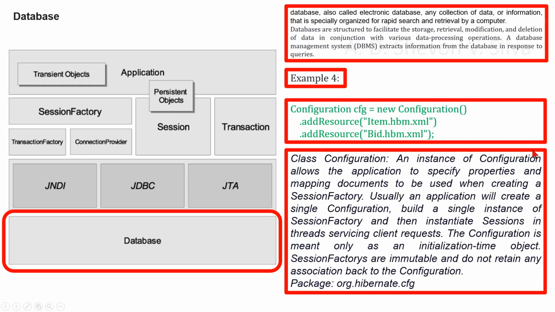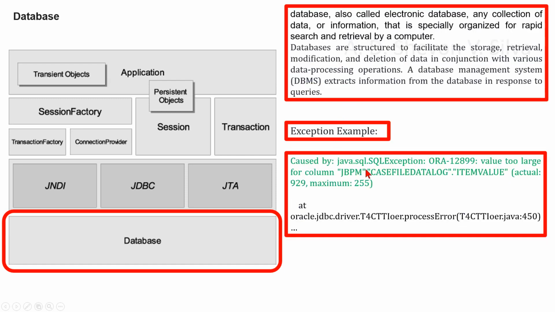As example 4, we can consider this code segment. Here the class Configuration. An instance of a Configuration allows the application to specify properties and mapping documents to be used when creating a session factory. Usually an application will create a single configuration, build a single instance of session factory, and then instantiate sessions in threads servicing client requests. The configuration is meant only as an initialization time object. Session factories are immutable and do not retain any association back to the configuration. The class Configuration is in org.hibernate.cfg.